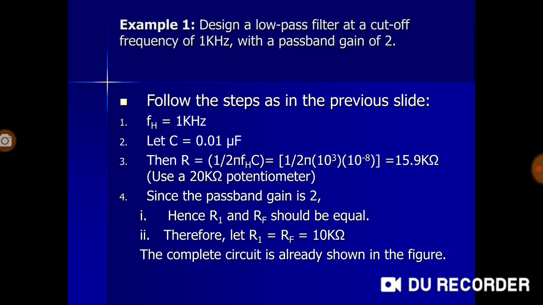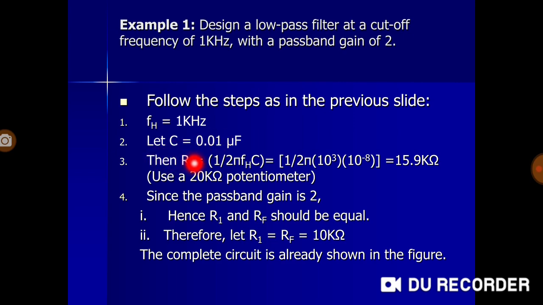Now let's take an example so that we can actually see how we can design. It's given that we have to design a low pass filter at a cutoff frequency of 1 kilohertz with a passband gain of 2. So two things are given to us, the high cutoff frequency and the passband gain. So fh is given as 1 kilohertz.